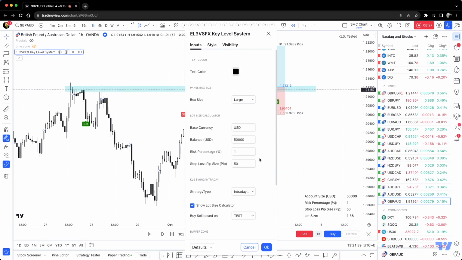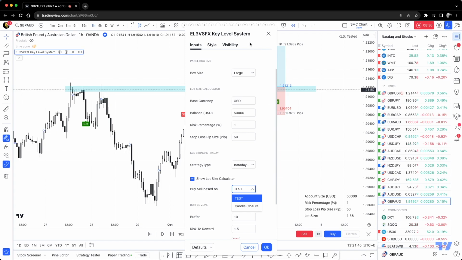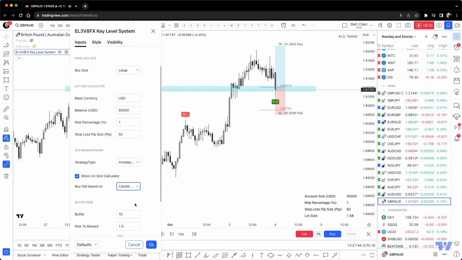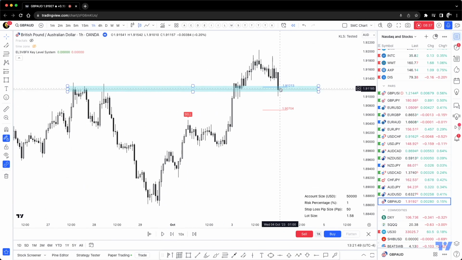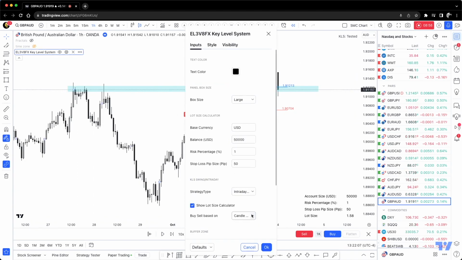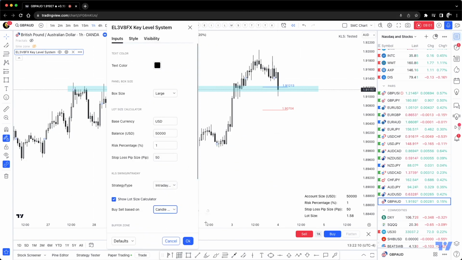But look at what happens when I change this from test to candle closure. Of course, look at what's happening. It's not giving me the buy. Why is it not giving me the buy? Because it's up to you. This is an option that you can choose from. If the candle that is touching the zone touches and retraces back up, it's going to give you the signal. In this case, I'm in candle closure, so it's not giving me the signal. The body of the candle closed below, so it's not giving me the signal right now.